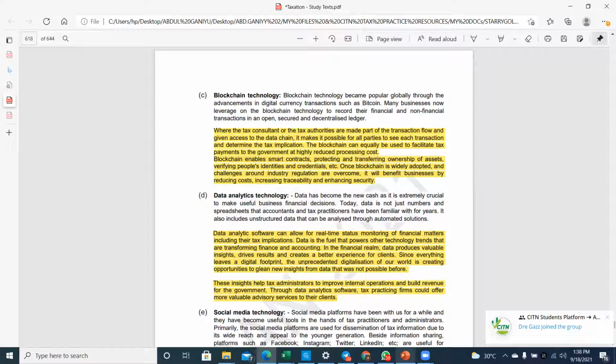We all agree that without data, there will be no information, because data is a raw fact, the raw material of information. It is when data is processed that it becomes information. So in the financial realm, data produces valuable insights, drives results, and creates a better experience for clients. Since everything leaves a digital footprint, the unprecedented digitalization of our world is creating opportunities to glean new insights from data that was not possible before.